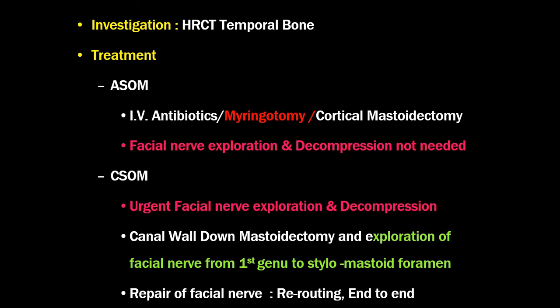In case of canal wall down mastoid surgery, exploration of the facial nerve from the geniculate ganglion to the stylomastoid foramen is required. You have to see the level of the facial nerve injury, but if you do HRCT, then you can find out the site of injury. The repair of the facial nerve, either rerouting with anastomosis or nerve grafting, can be performed.